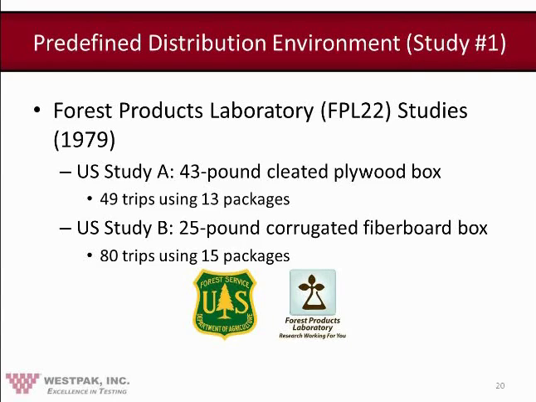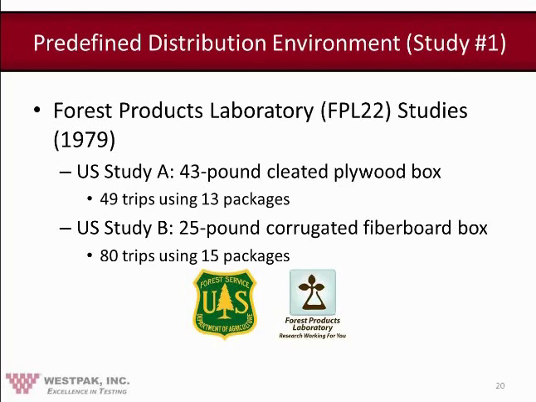One of the more famous ones, of course, was the Forest Products Laboratory study published in 1979 called FPL-22. FPL stands for Forest Products Lab. So it was report number 22, and it basically was a study of the hazards incident with the shipment of goods. One particular component of the study involved a series of container systems. One was a 43-pound plywood box, a wooden box, and one was a 25-pound corrugated fiberboard box.